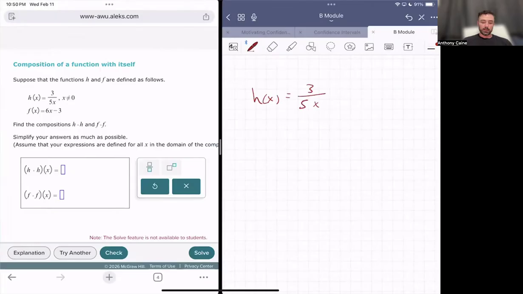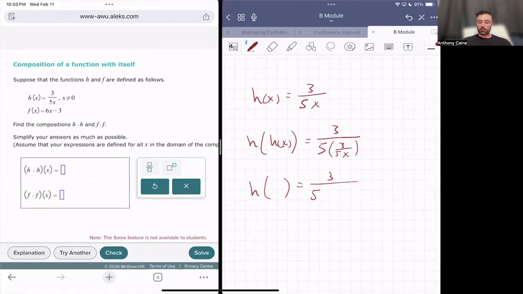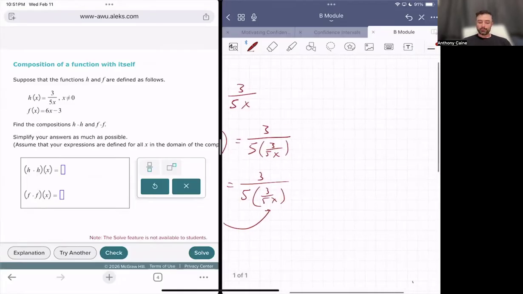This is 3 over 5x. And so if I do h on h of x, well, h does 3 over 5, and then what's going to go here is h of x, which is 3 over 5x. Do you see how that worked? I could try and write this in a few different ways. h of blah is 3 over 5 times blah. And so if I put an h of x in here, that's like putting a 3 over 5x in here. So I better put 3 over 5x here. Anyway, we can clean this up a little bit. So let's go through the algebra.